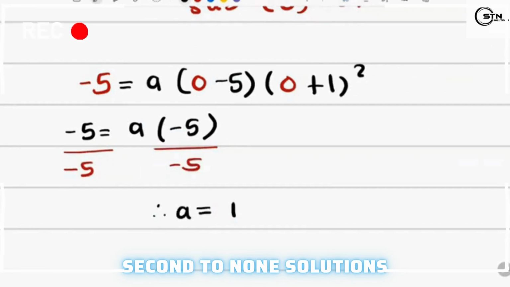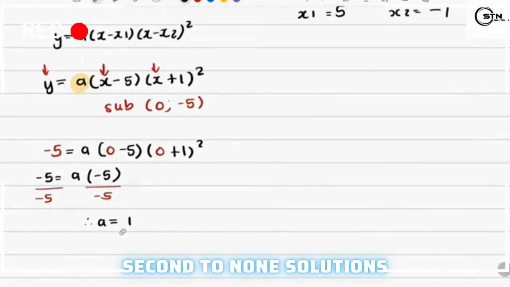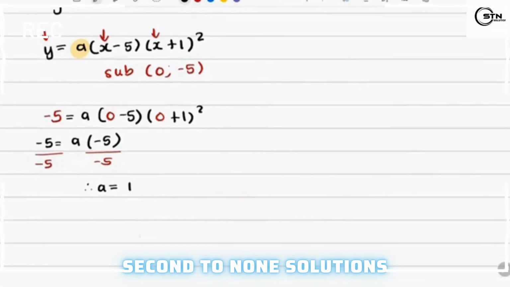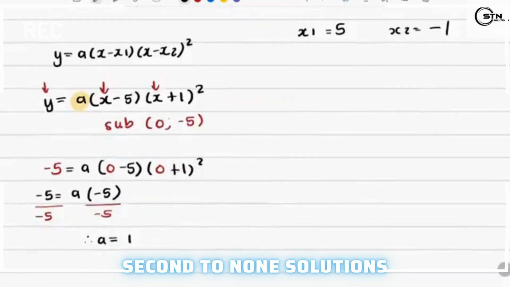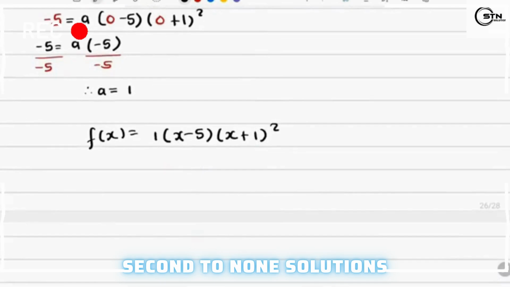Now that you have a, you can substitute it into the part of the equation that was almost complete. I'm going to call this f of x because it is f of x. f of x is equal to, in place of a, 1 times (x minus 5) times (x plus 1) squared. Now, 1 times anything stays the same.